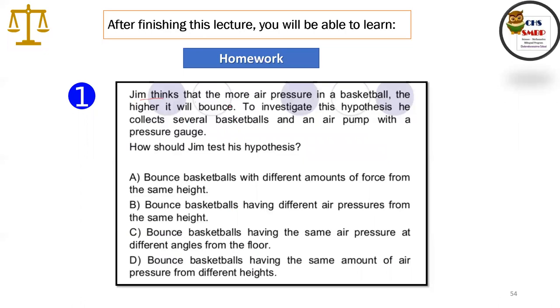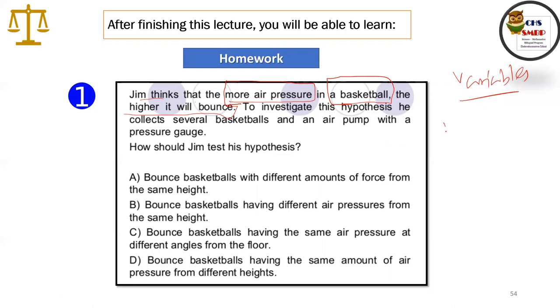Jim thinks that the more air pressure in a basketball, the higher it will bounce. To investigate this hypothesis, so it's a hypothesis, he collects several basketballs and an air pump with a pressure gauge. So how should Jim test this hypothesis, right? So let me check this out with the variables, right? It's very important to come up with the variables.